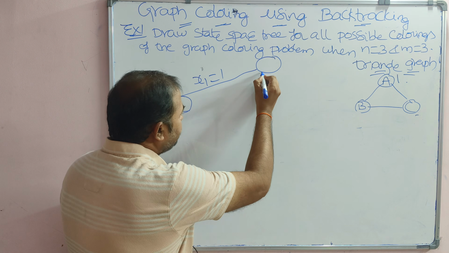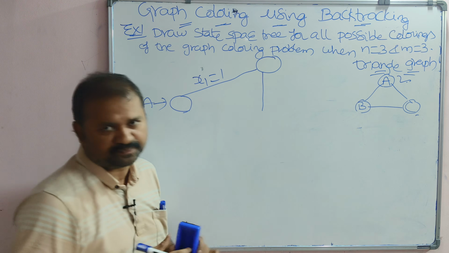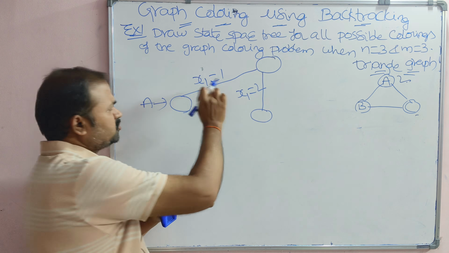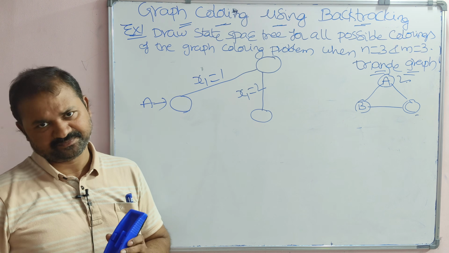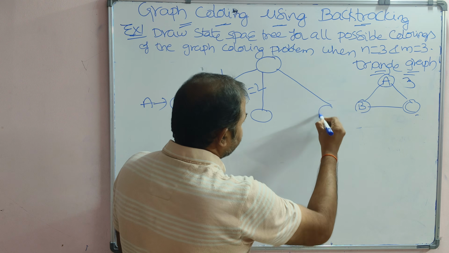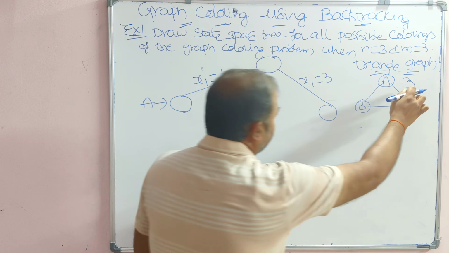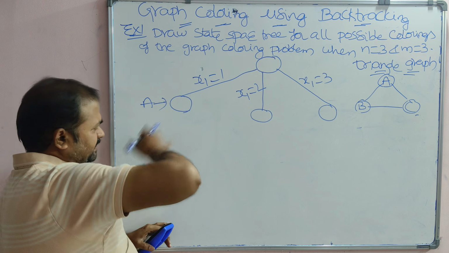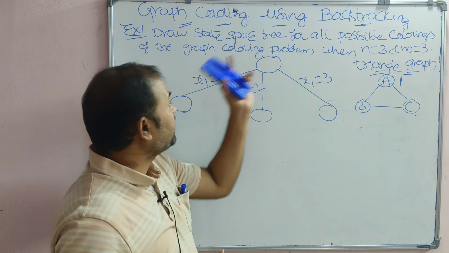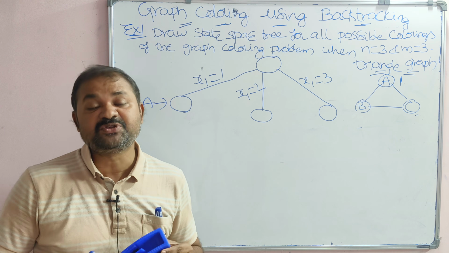Next, in order to color vertex A, instead of 1 we can also use 2, so X1 equals 2. X1 means the first vertex's color. Instead of 2, we may use 3 also, X1 equals 3. Next, let us generate this path. Here we are using the backtracking approach. Graph coloring using backtracking. Backtracking means we have to use DFS, depth first search.